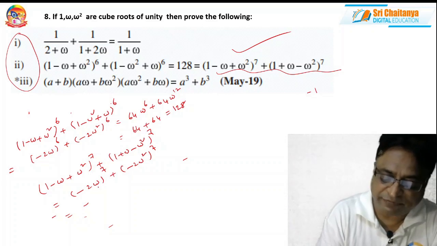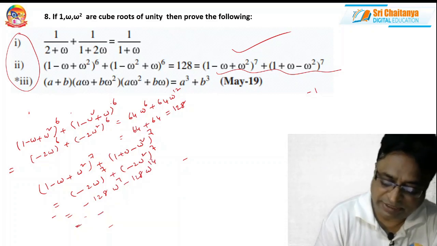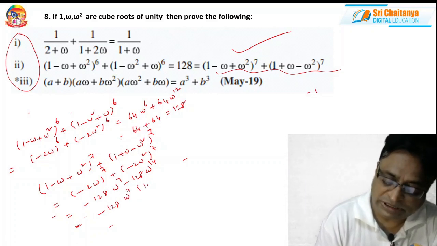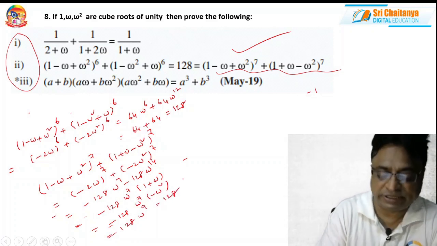2 power 6 is 64, that is 128, minus 128 omega power 7, and again this is minus 128 omega power 40. I can take minus 128 omega power 7 as common, then I get 1 plus omega. 1 plus omega is minus omega square, so this is minus 128 omega power 7 into minus omega square. So ultimately I get 128 omega power 9, that is 1. So I got the answer as 128. This is about the second problem.